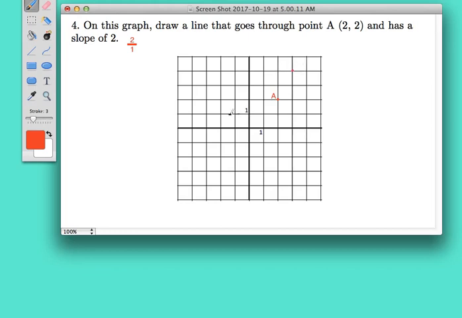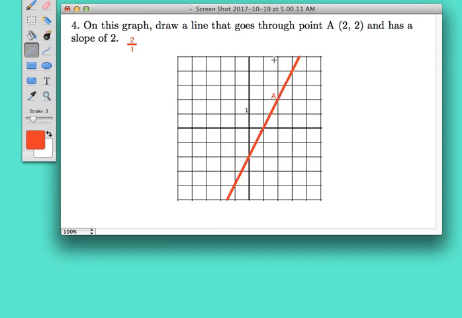And now that I have 2 points, I can draw a line that goes through those 2 points. I'm going to put my ruler so that I'm going to start right from the edge of the graph, make it go through those points, and have it go all the way to the other edge of the graph. So now I've got a line. It goes through this point, 2, 2, and it has a slope of 2, because I did rise over run to line it up like that. And now I've got a nice little line with a slope of 2.